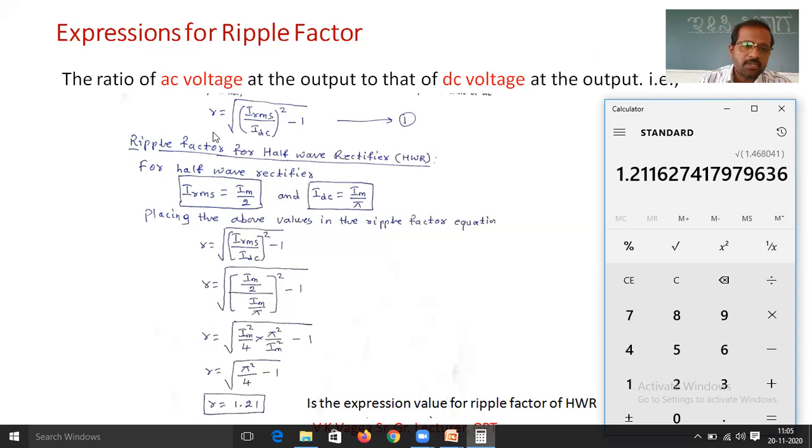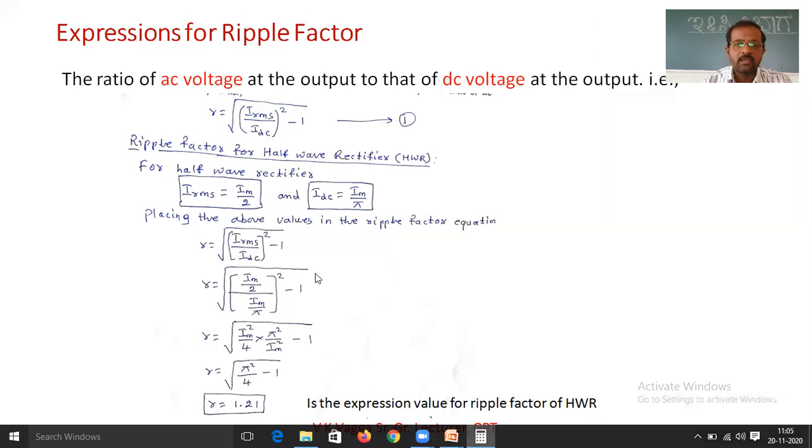Understood? So you should consider the formula R is equal to under root of (IRMS divided by IDC) whole square minus 1. I am going to take IRMS is equal to IM by 2, IDC is equal to IM by pi. If these two values are placed in this equation, after simplification you are going to get R is equal to 1.21.